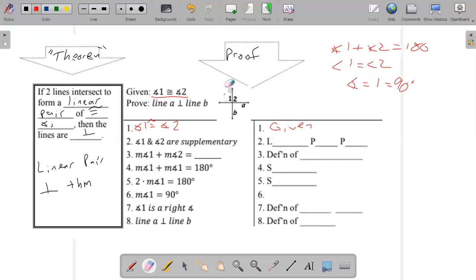Well, I know that because they are a linear pair, right? So I know that angle 1 and angle 2 are a linear pair, and if they're a linear pair, that means they are supplementary. So this is the linear pair postulate. By the definition of supplementary, two angles have to add up to 180 degrees. If two angles add up to 180 degrees, that is the definition of supplementary.